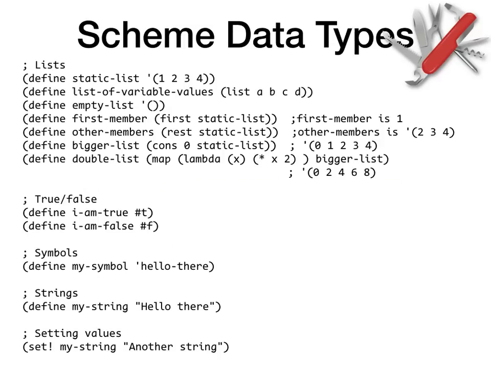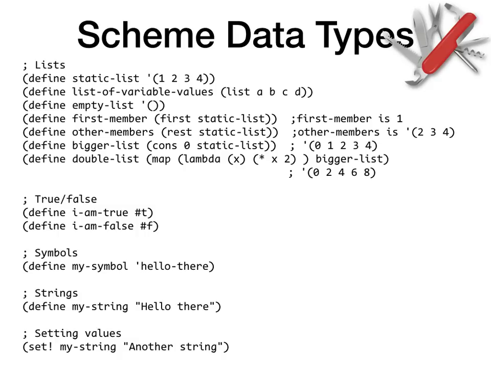Okay, so Scheme data types. A list is one of the core data types. You can define a static list by putting a quote mark in front of a parenthetical statement. That basically means that this literally is a list. Otherwise, it would try to apply 1 to 2, 3, 4 and give you an error because 1 is not a function. But with the quote mark, it says, give this all back to me as a list.